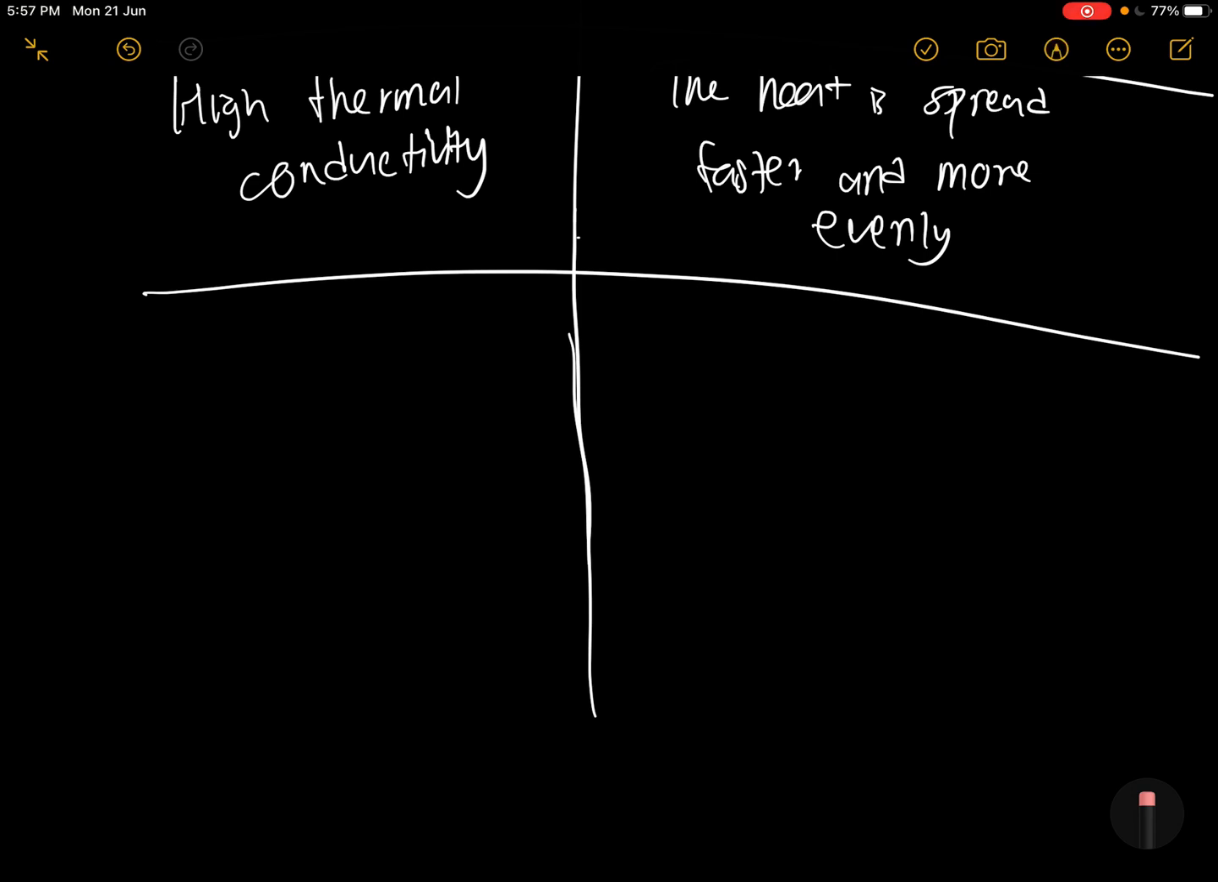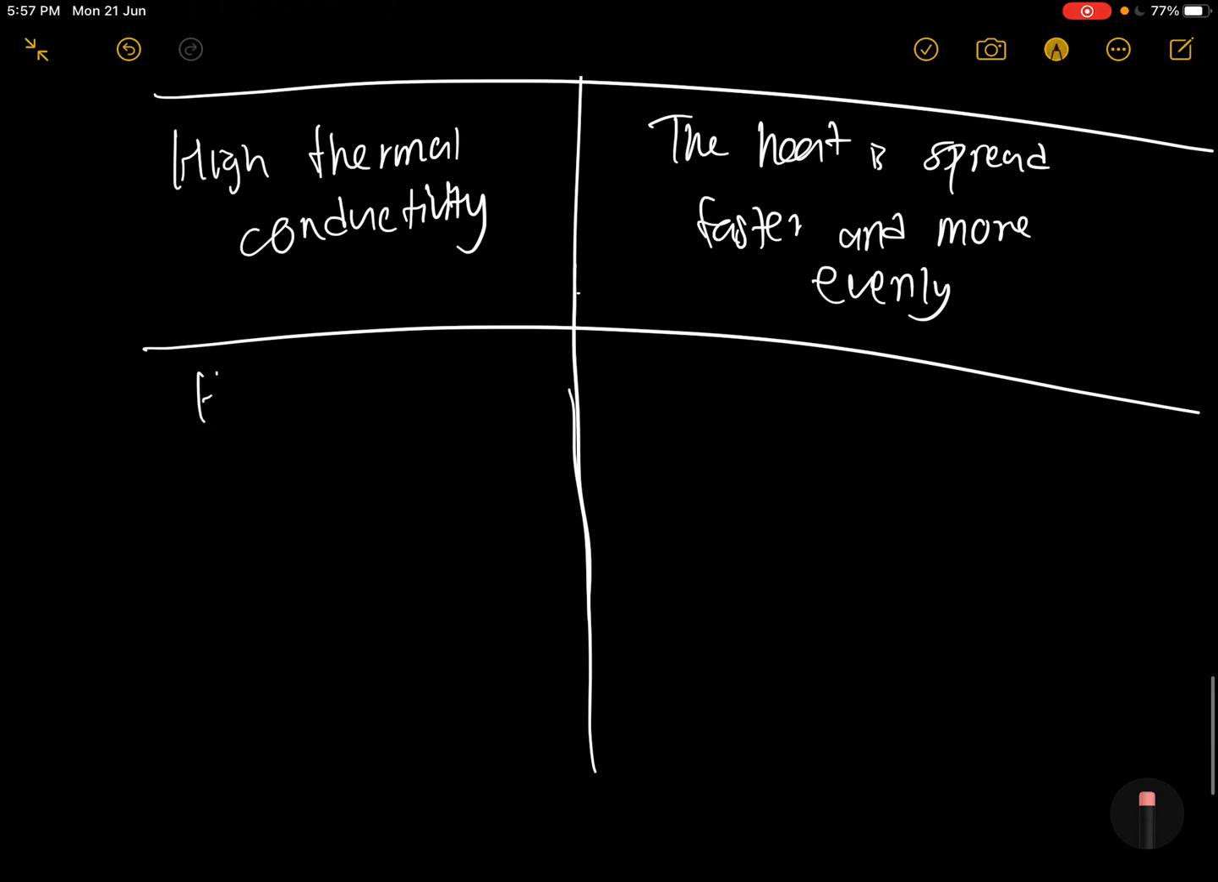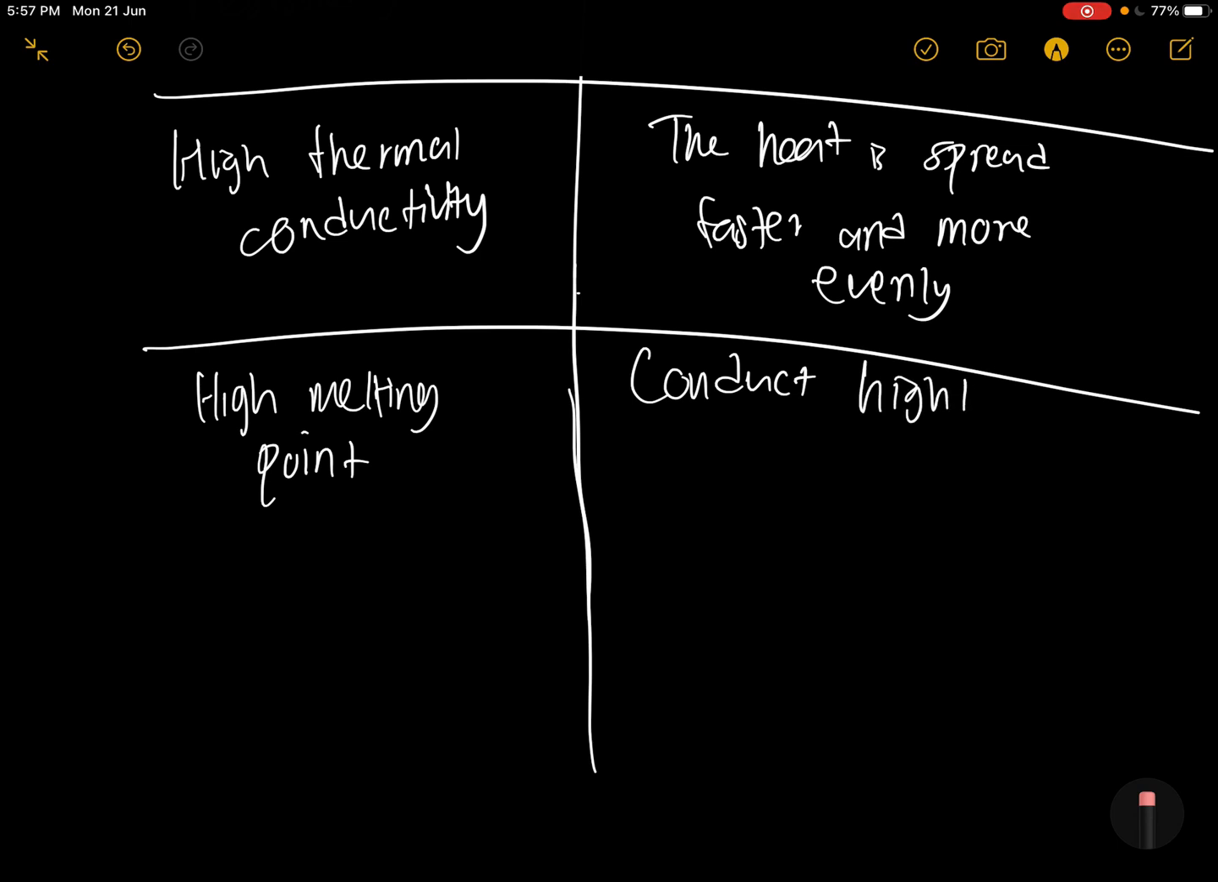Number 3, high melting point. Why do you want a high melting point? Because you want to conduct high temperatures of heat. Because remember, you're using a stove, so you want to make sure that your thing doesn't melt, right?